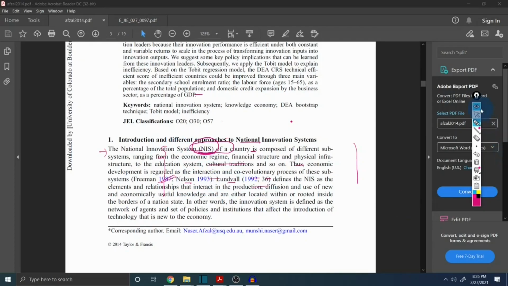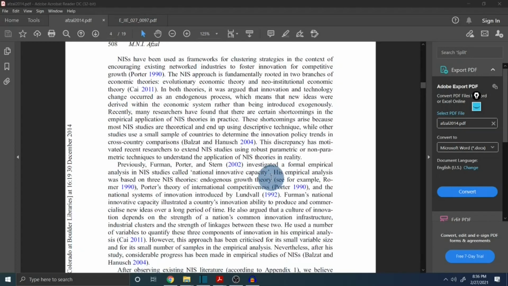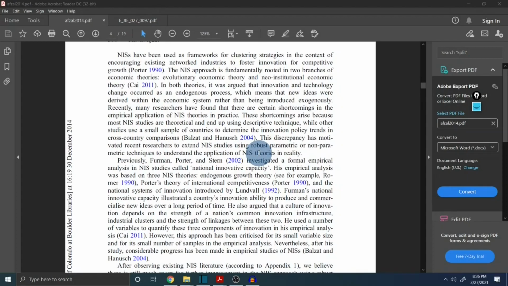Okay, once you have made the platform, next you have to say what is the gap existing. For example, in these two paragraphs, NIS has been used as a framework for clustering strategy, and previously Porter's strength. These two articles set up the gap. I did not put a lot of information about literature review, because I have a section of literature review later in the article, so I did not go into detail, but some part of the context I put in these two paragraphs in order to show that there is a gap available.